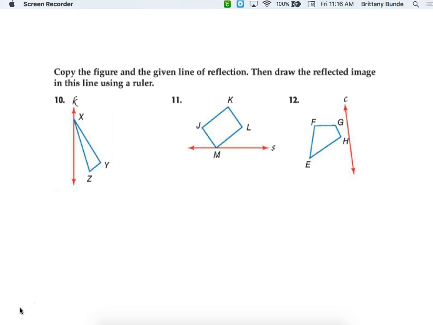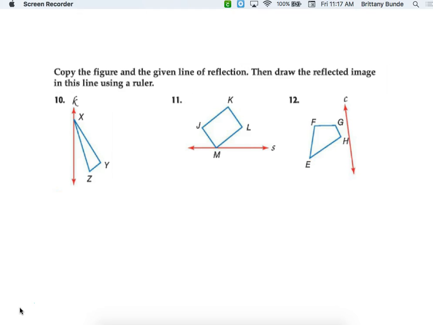But remember, all a reflection is is a flip. You're just flipping it over a line. It's the exact same shape. It's just a mirror image. So on this first set of examples, you copy the figure and the given line of reflection, then draw the reflected image in this line using a ruler. Well, I don't have ruler capabilities on here, so my lines might not be very straight. So we're just going to eyeball it because that's just the way it is.